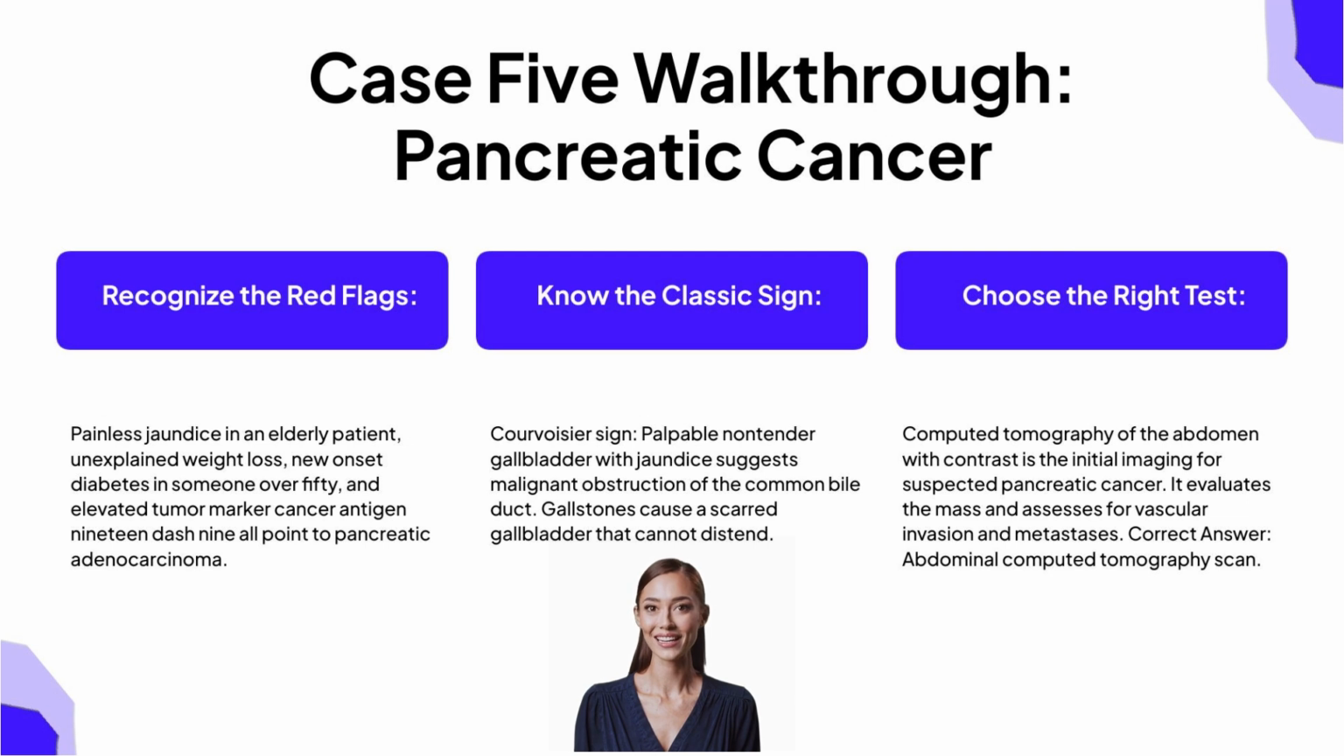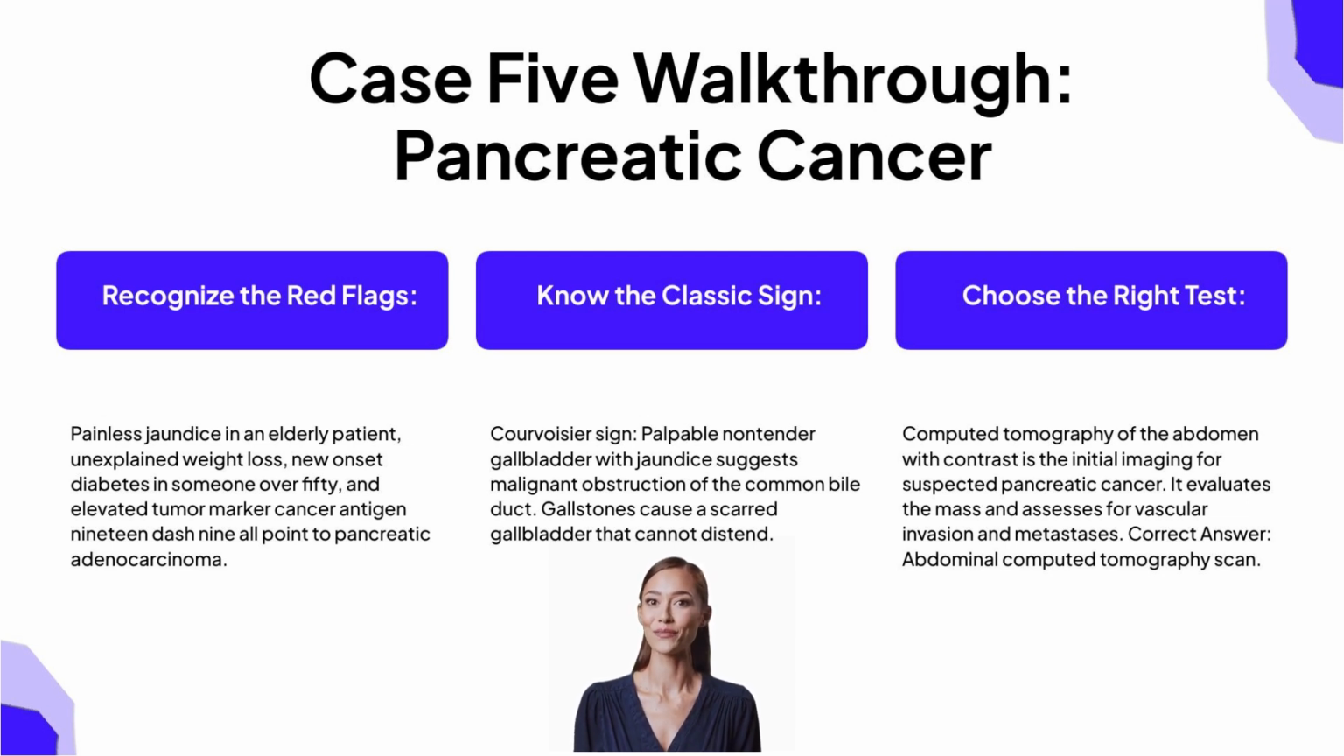This is pancreatic cancer. The red flags are painless jaundice in an elderly patient, unexplained weight loss, new-onset diabetes in someone over 50, and elevated tumor marker. The classic sign is Courvoisier sign. A palpable, non-tender gallbladder with jaundice suggests malignant obstruction of the common bile duct. Gallstones cause a scarred gallbladder that cannot distend.